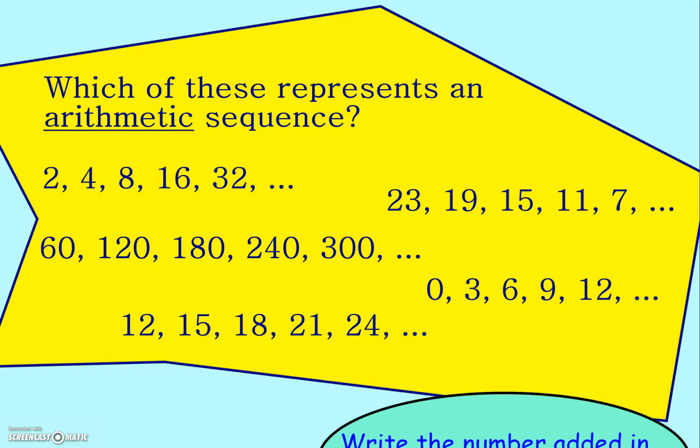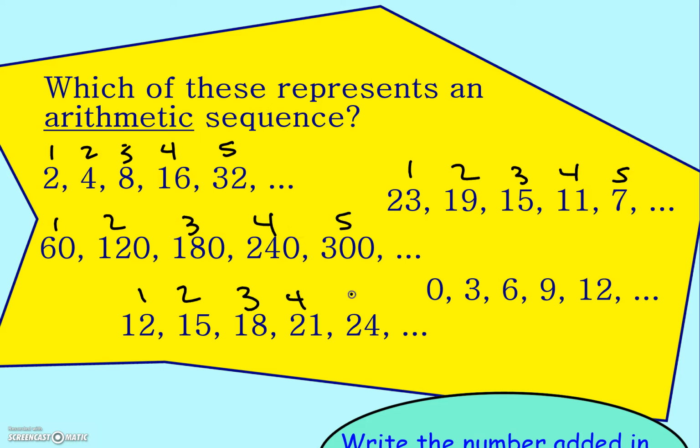So which of these represents an arithmetic sequence? So 1, 2, 3, 4, 5 is your term number. And so it's going to be 1, 2, 3, 4, 5. So now find your difference.